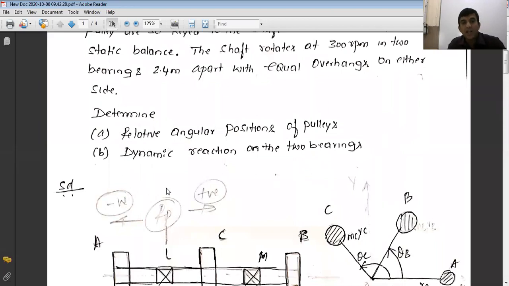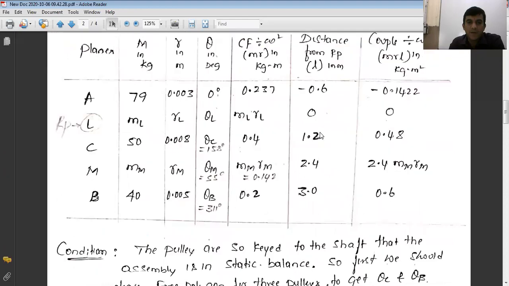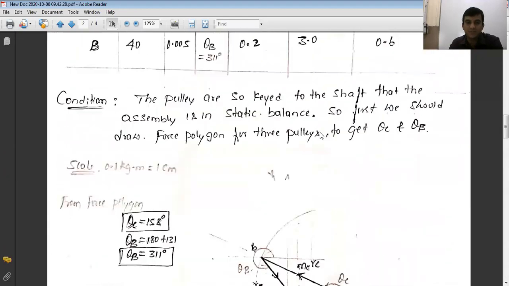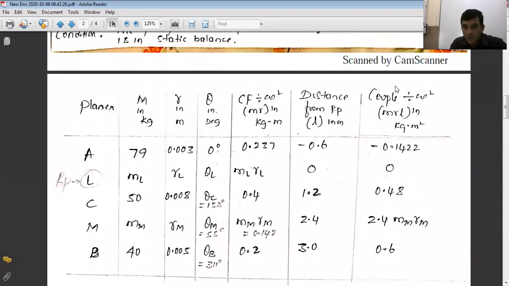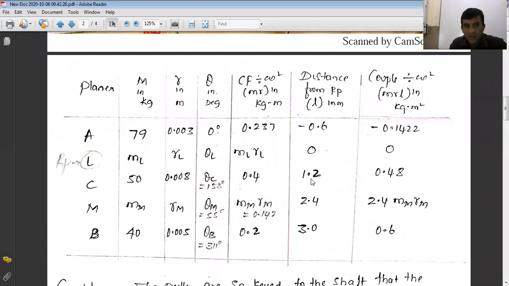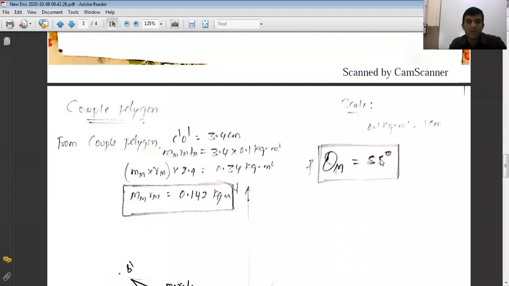Now, how do you calculate dynamic reactions? Dynamic forces on the bearing means we go for the couple polygon. Now we will use the last column in the table. Are you following or not? Yes, sir. Next, we go for drawing the couple polygon.